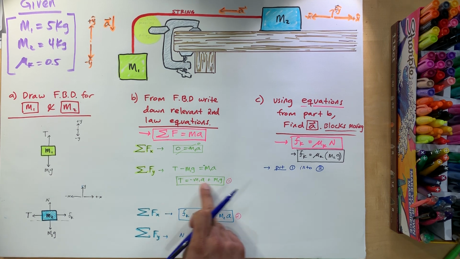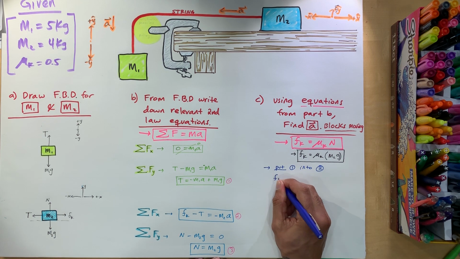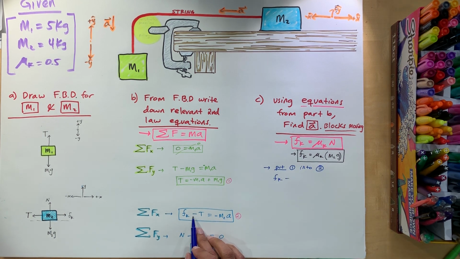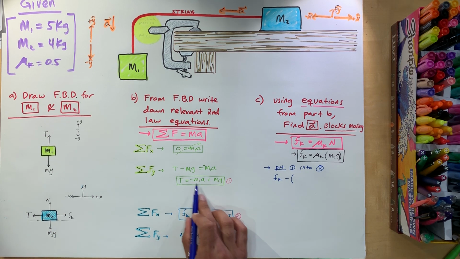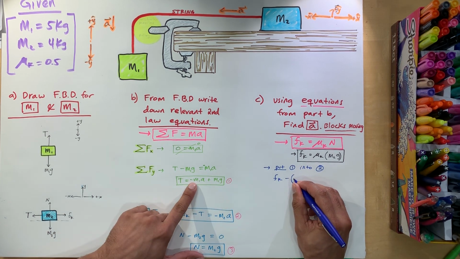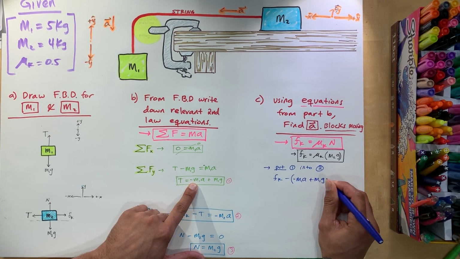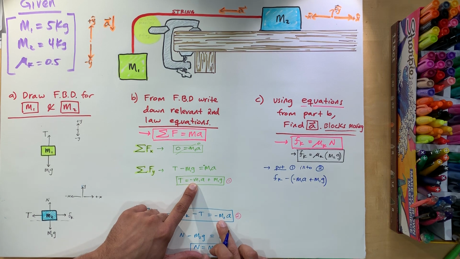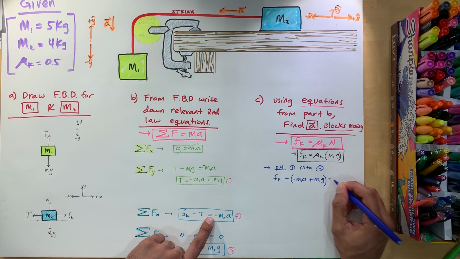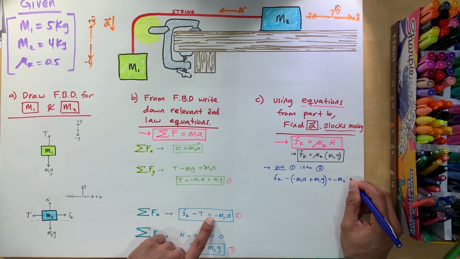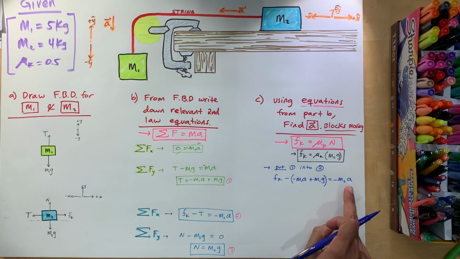All right, we're gonna put all of this value into here. Okay, and so we're gonna get fk minus, now plug in what you have for T, which is this thing. You got negative m1a plus m1g. Don't lose those ones or twos, okay? So we got all of that equals negative m2a. Perfect. Now we got to isolate acceleration.